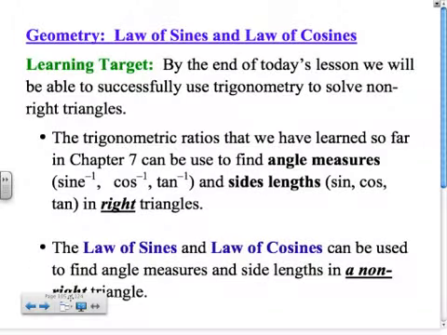So today we're going to look at the second part of the law of sines and law of cosines, and that is the law of sines. We've already discussed this. The objective of this video is to very simply learn how to use the law of sines to solve non-right triangles.